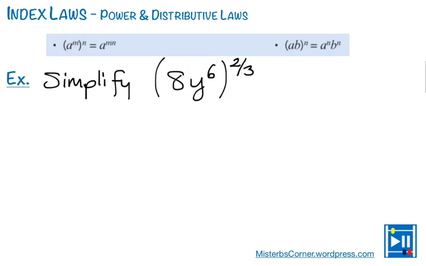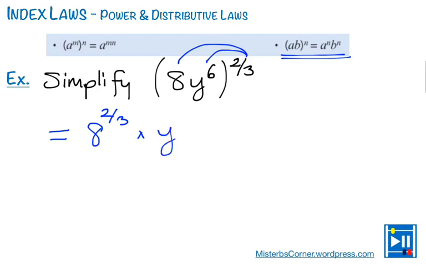Simplify 8y to the power of 6, in brackets, to the power of 2/3. Now, I'm going to distribute 2/3 over 8 and y to the power of 6. So this is what I'm going to write. I don't worry about anything at the moment, I just apply the distributive law. So it's going to be 8 to the power of 2/3 times y to the power of 6, to the power of 2/3.